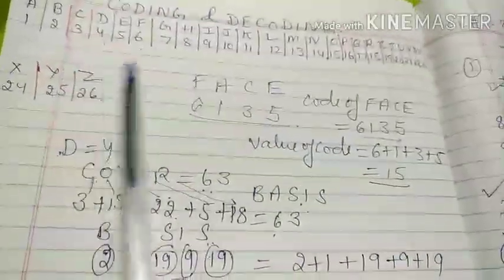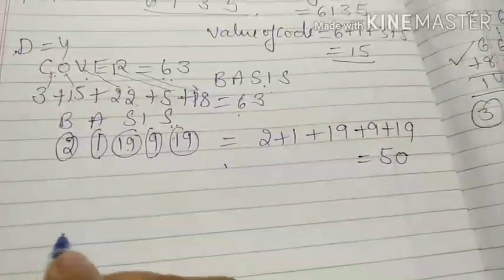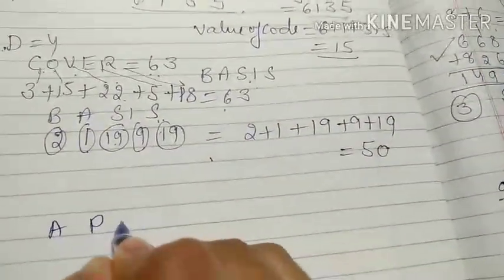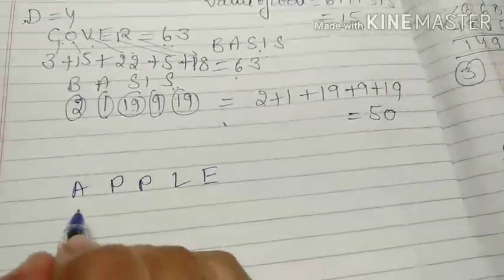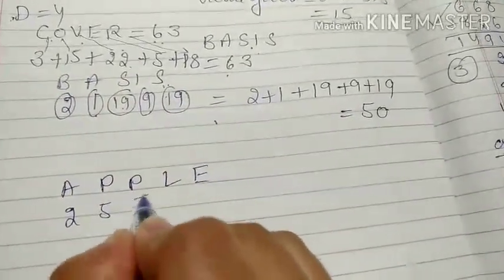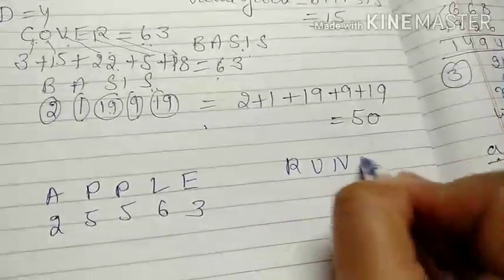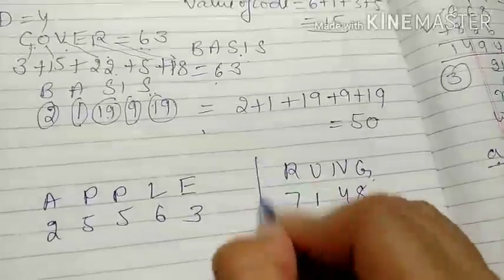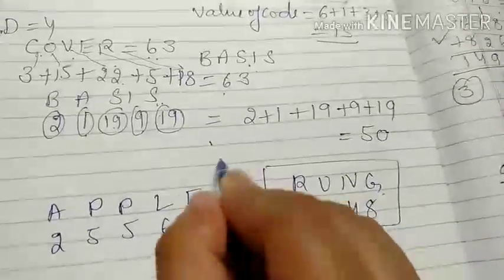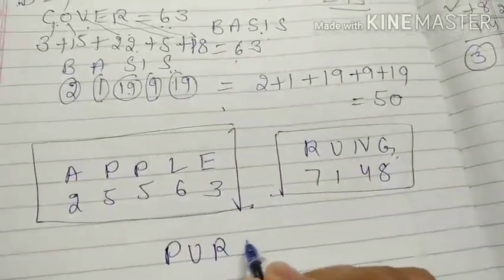Now that was for the question where you find the code from the English alphabet. But in the question, you may be given different codes like this: the code of APPLE is 25563, and in other words, 7148 is also given in your question. Using these two codes you have to find the value of PURPLE.